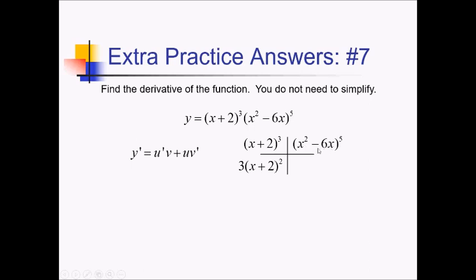And then over here, this is going to be a little bit more of a chain rule. So this is something to the 5th power. The derivative of that is going to be 5 times the something, x squared minus 6x to the 4th. But now we have an actual tail to multiply by. This is going to be 2x minus 6 for that derivative. And now we're going to put it all together using the ribbon. So we've got 3 parentheses x plus 2 squared times x squared minus 6x to the 5th. That's the u prime v part of this. Plus, we have x plus 2 cubed times all of this stuff down here.